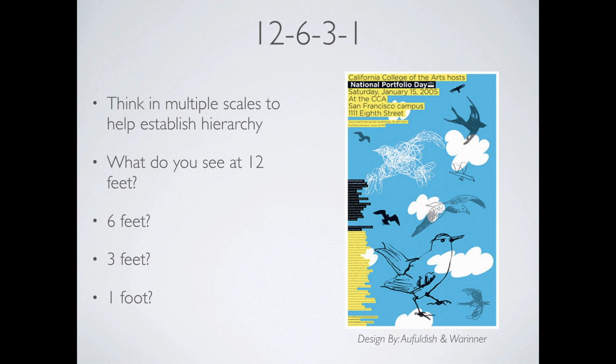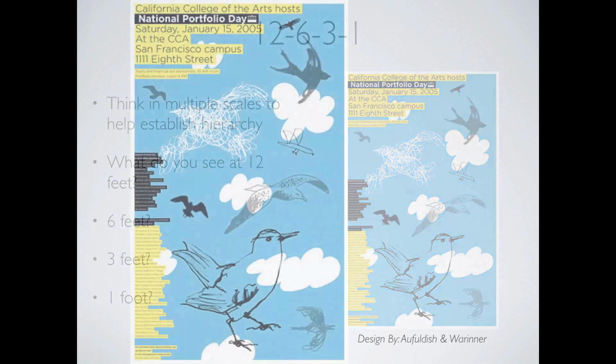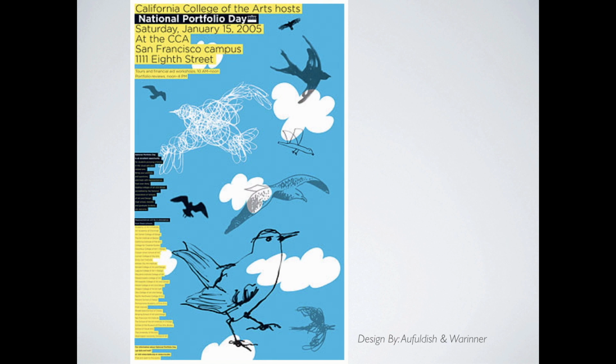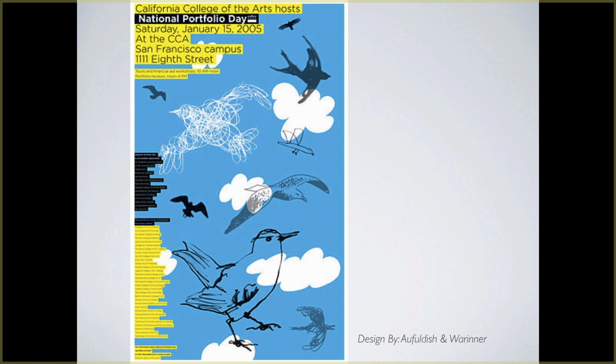Good rule of thumb, 12-6-3-1. Think multiple scales to help establish the hierarchy. So let's say, for example, I'm going to just skip to the next slide. Okay, let's say I'm standing in the very back of the room with you guys. As I look at this poster, what jumps out? Same thing, National Portfolio Day stands out. And I'm way back here at the back of the room. In my rules, it would be 12 feet away. I'm more than that from here.